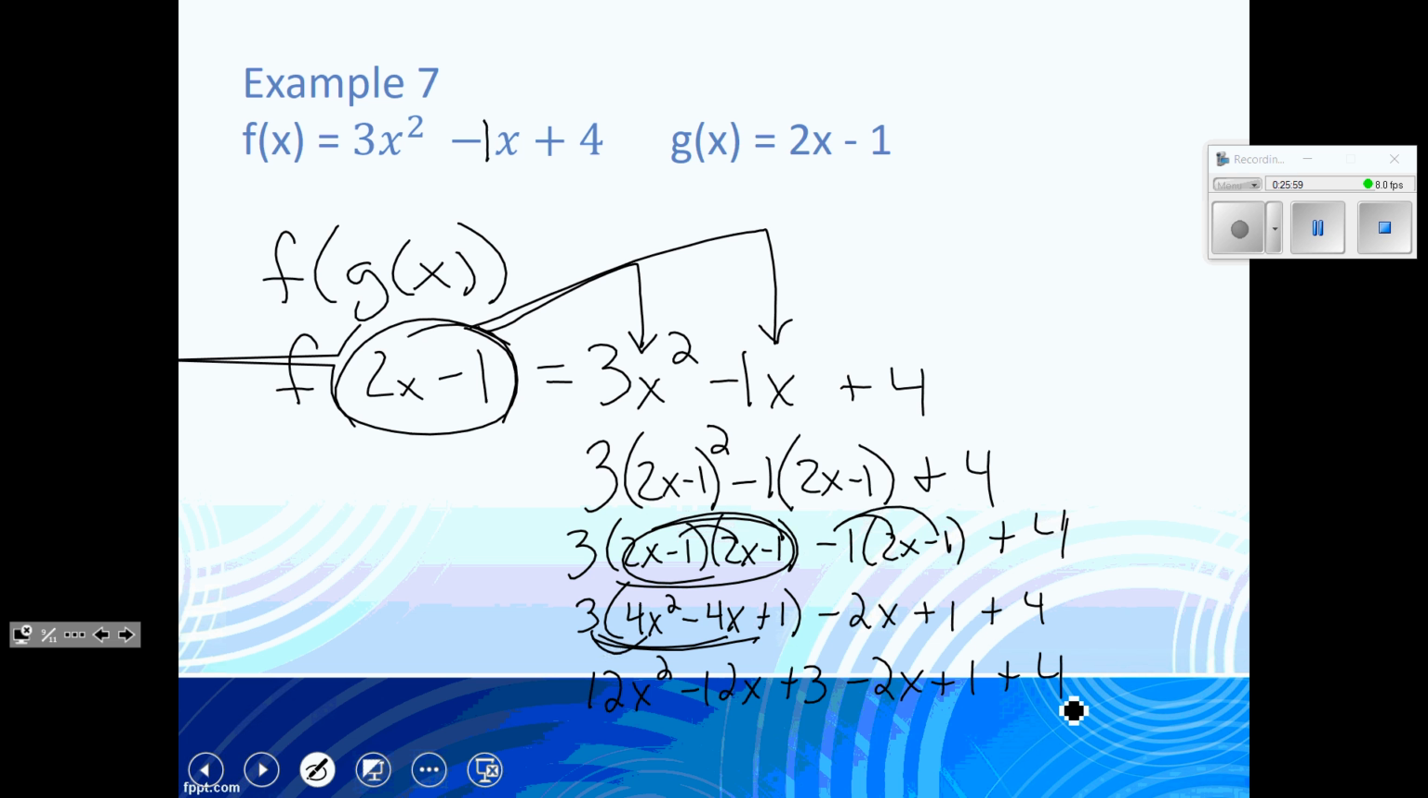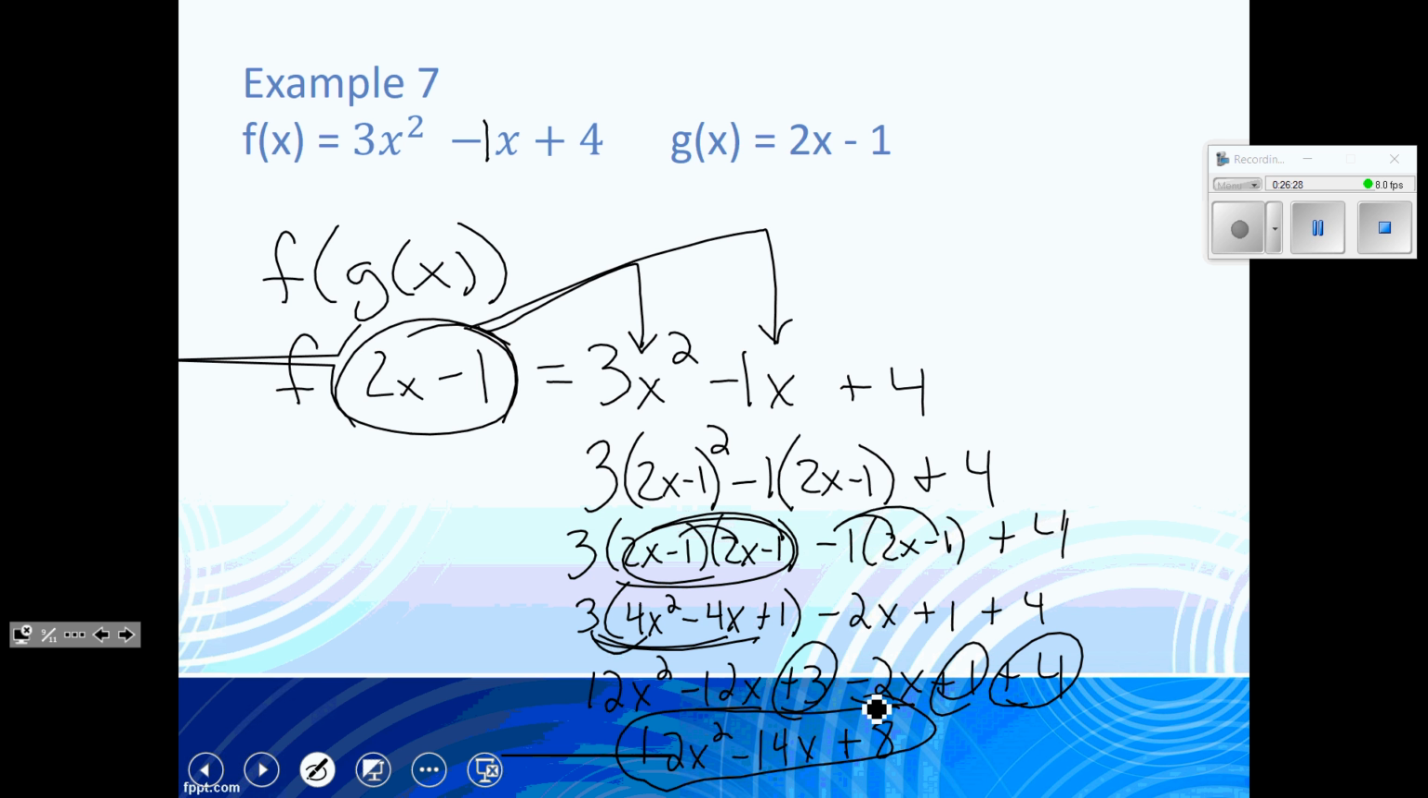Then I'm going to combine like terms. 12x squared, what will this make? Negative 14x. What's 3 plus 1 plus 4? Plus 8. And so f of g of x is equal to 12x squared minus 14x plus 8. How many were able to get all the way there? A couple.